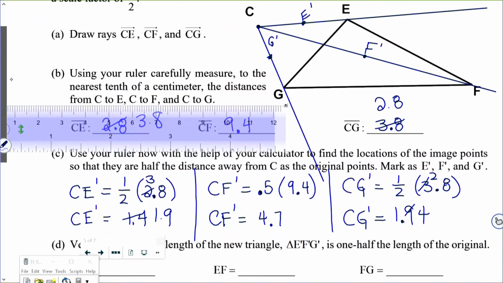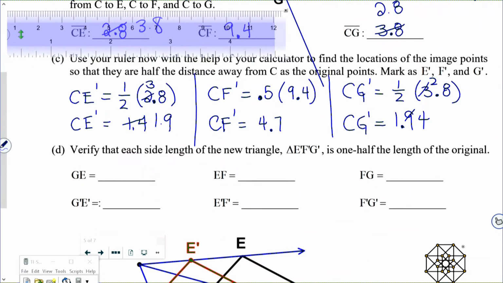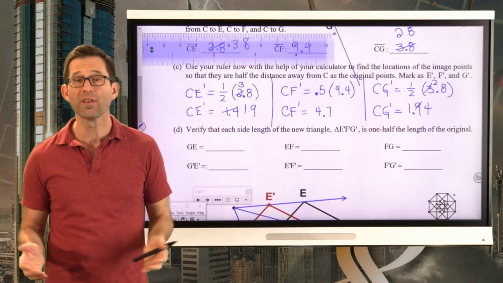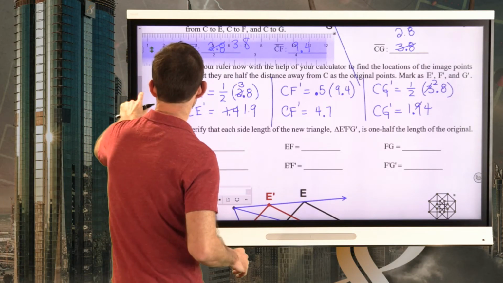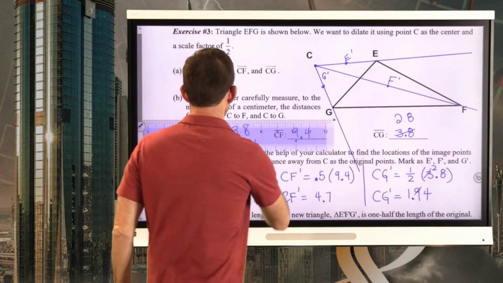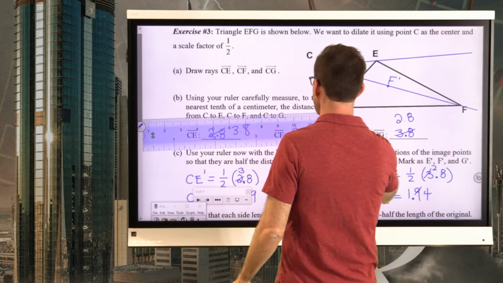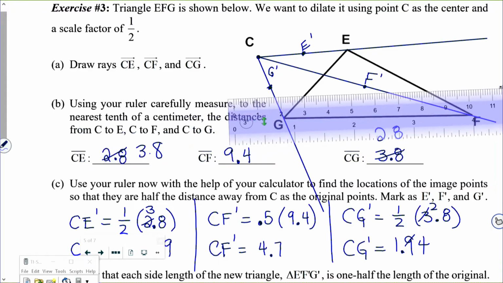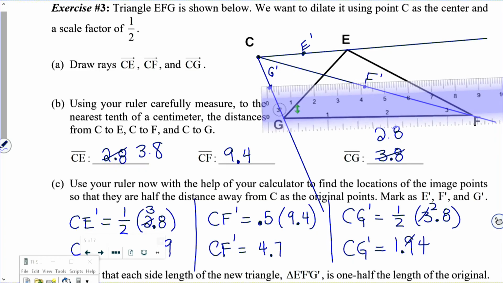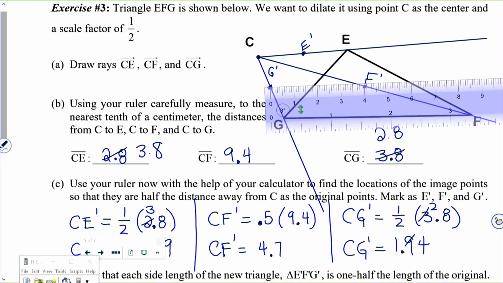And now, letter D asks us to verify that each side length of the new triangle is 1/2 the length of the original. Well, I haven't even drawn in the new triangle yet. So let's take a look at what that new triangle looks like. It's kind of cool. All right, let's bring it over here and let's draw it in. Come on. There we go.